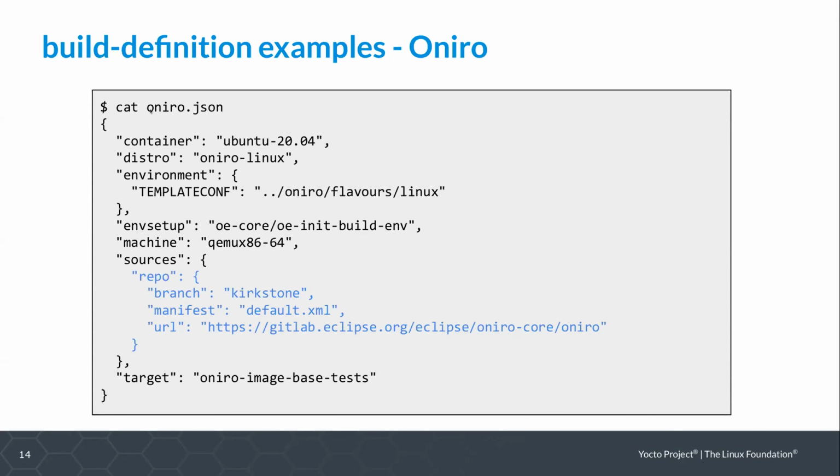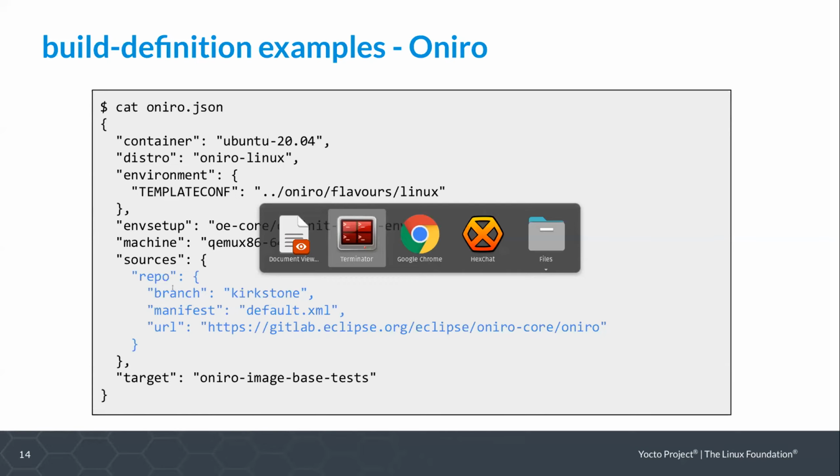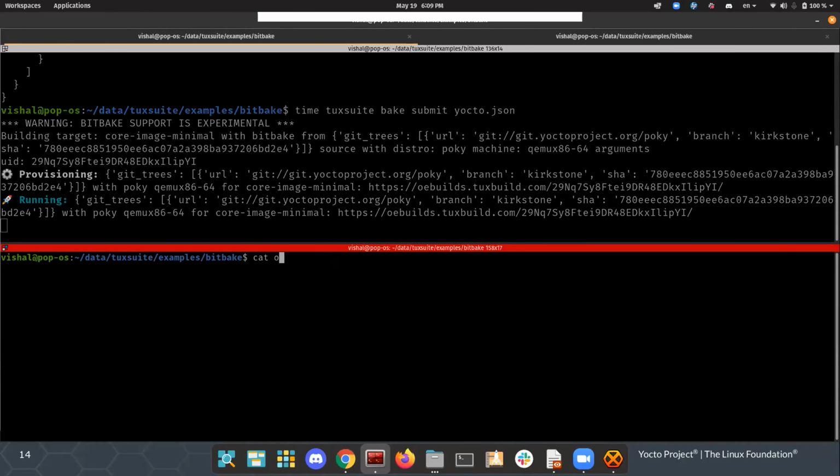This is another example of a build definition where you have your environment variables set, where we are passing the environment variables. In the sources section, since the Oniro project maintains its layers using the Android manifest, this example covers how you specify the Android manifest repository. You specify the URL, you specify the manifest, as well as the branch which you want to build. Let me just go ahead and submit that as well, cat oniro.